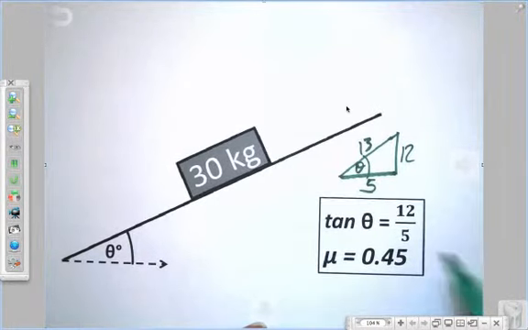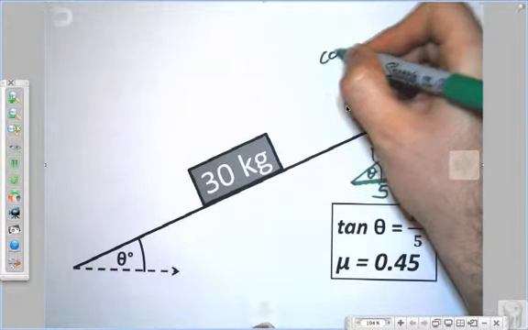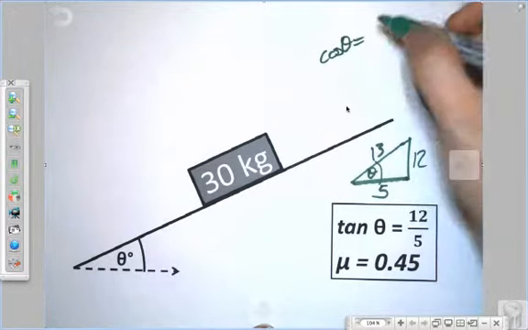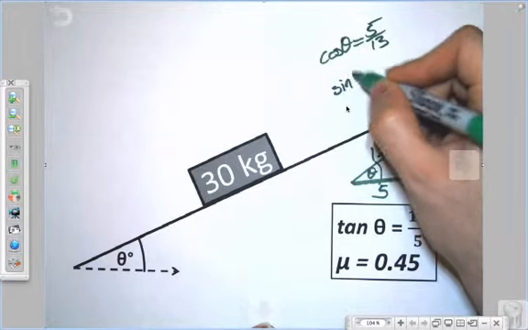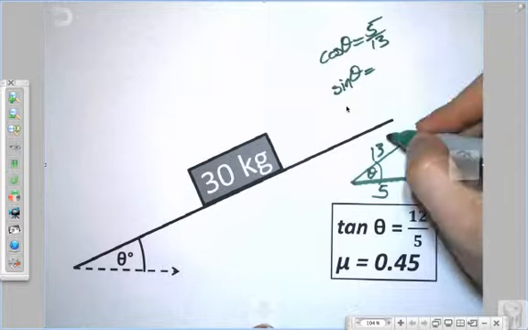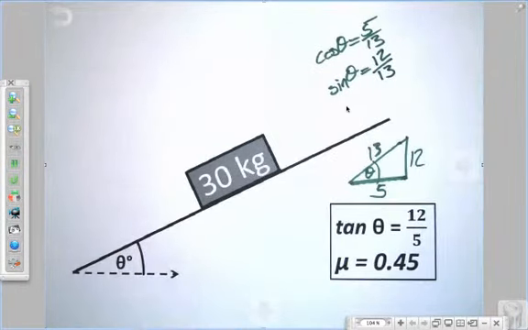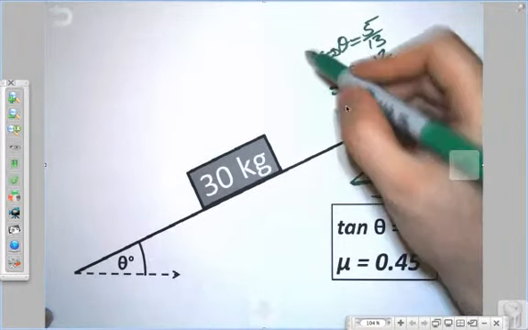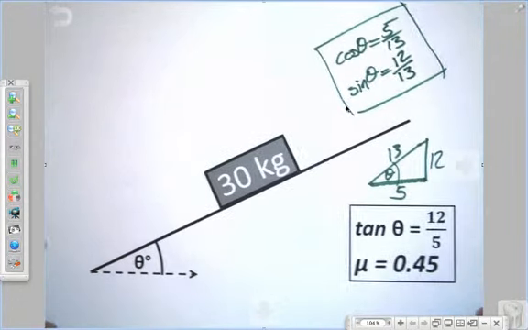So off the back of that, I'm just going to write down that cos theta equals 5 over 13, can't always have, adjacent over hypotenuse, and sine theta, silly old hens, 12 over 13, opposite over hypotenuse. So we've got those values for whenever we need to use them. So let's get on with the rest of the question.